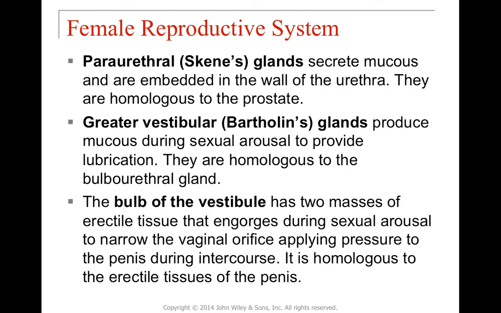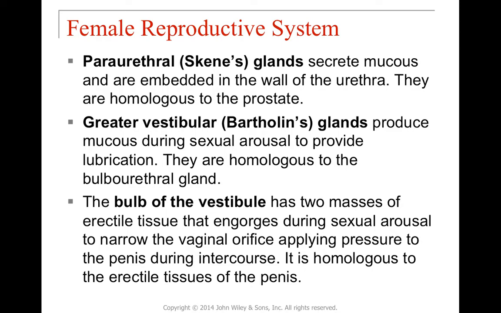Those ducts are going to include Skene's glands, called the paraurethral glands. These are going to secrete mucus, and they're found embedded into the wall of the urethra itself. So they are homologous to the prostate, and they secrete into the urethra. So they don't secrete into the vagina, but they do add to the secretions during excitement and intercourse.